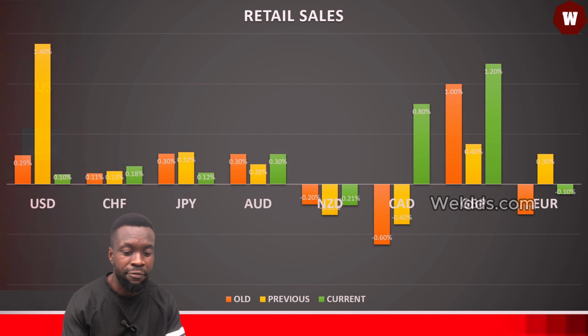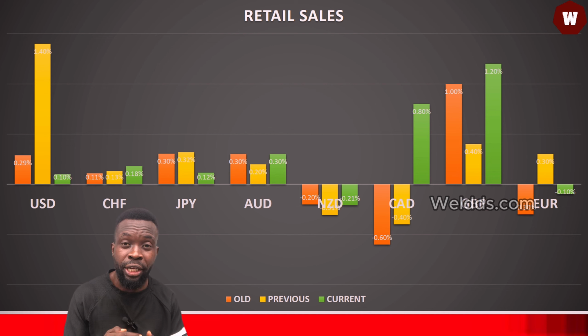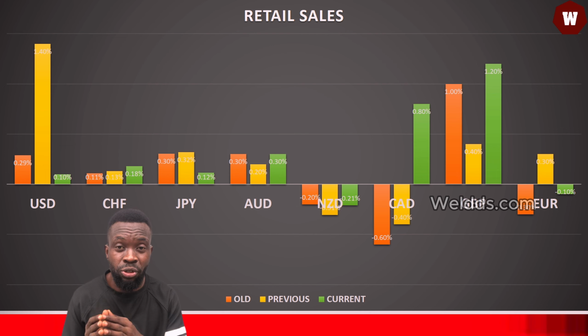Okay, and next you have retail sales. We analyze retail sales just the same way that we do inflation. The relationship between retail sales and inflation is almost the same. If retail sale is growing, it shows inflation will also be growing along. And what would you think will happen to the actions of central bank?